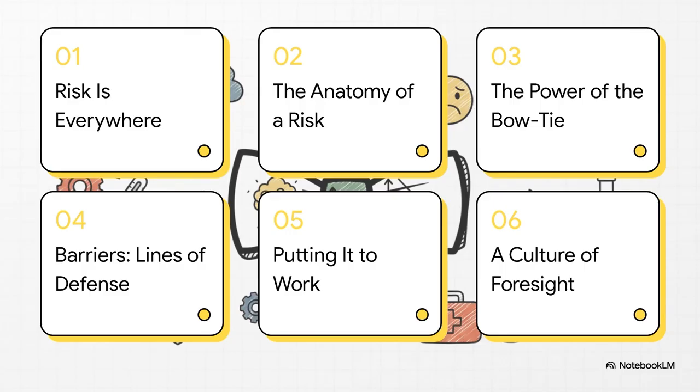So, here's how we're going to break it all down. First, we'll see how risk scales up. Then we'll learn the language, the anatomy of a risk. After that, we'll actually build the bow tie diagram. Then we'll get into the most important part, our defenses or barriers. We'll see it in action with a case study. And finally, we'll look at how this is so much more than a tool. It's about building a whole new culture.